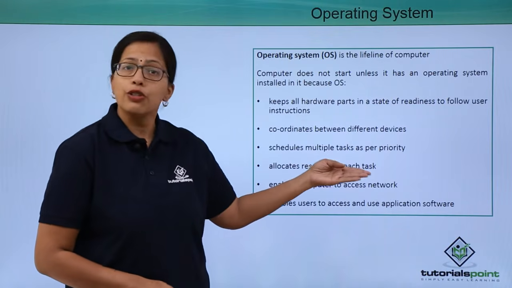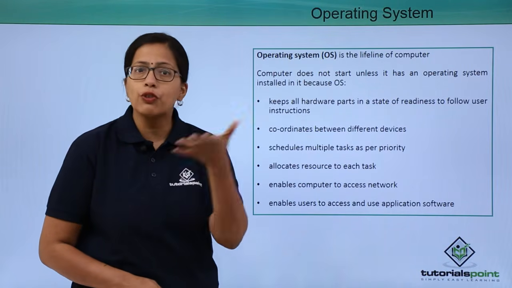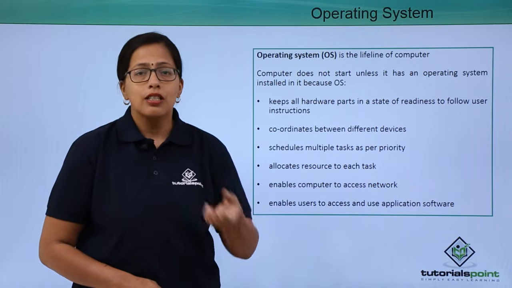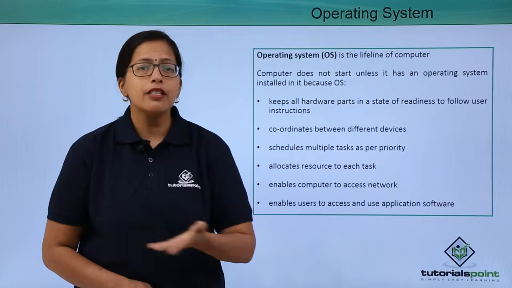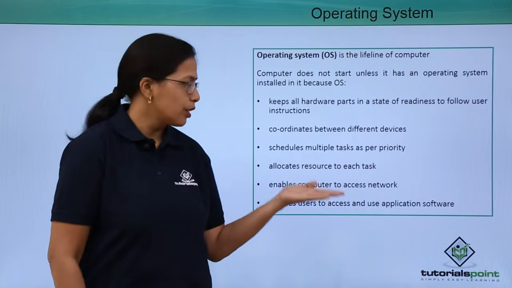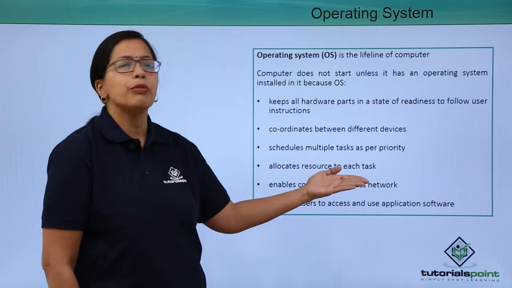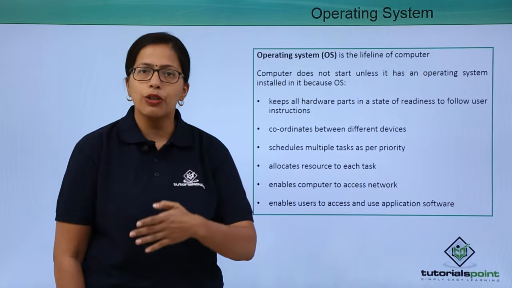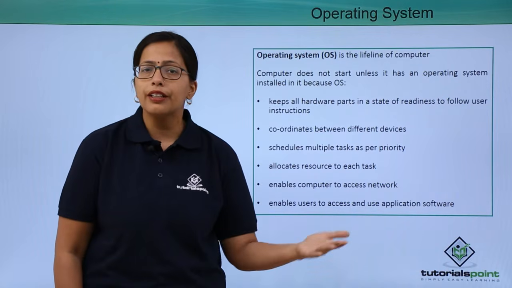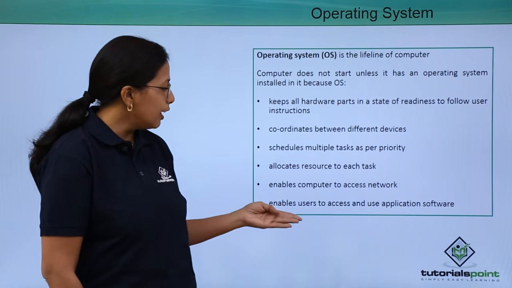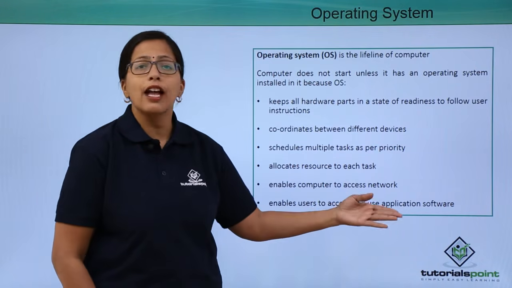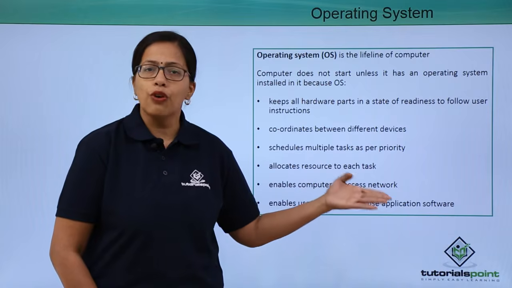It allocates resources to each task. Each task would need some resources, some window space, some disk space, some printer space. OS is what decides all this. It enables the computer to access the network. When you want to attach your computer to the internet or a local network, then OS is what does it. It enables the user to access and use the application software.